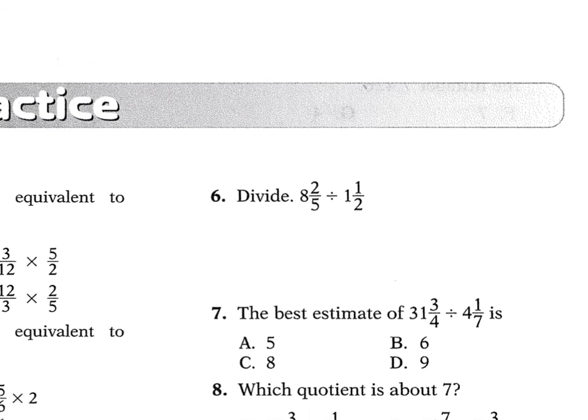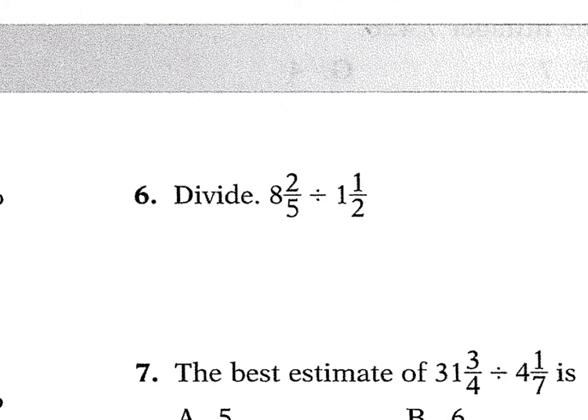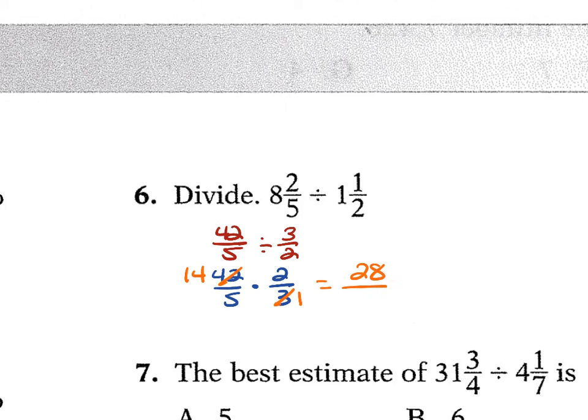Six says divide 8 2/5 divided by 1 1/2. So we're going to turn these into improper fractions first. So we're going to have 8 times 5 is 40 plus 2 is 42 over 5 divided by 1 times 2 is 2 plus 1 is 3 over 2. So keep, change, flip. That's 42 over 5 times 2 over 3. 3 becomes 1, 42 becomes 14. So 14 times 2 is 28 over 5 times 1, which is 5. 5 goes into 28 5 times with 3 left over, so that's 5 and 3 fifths.